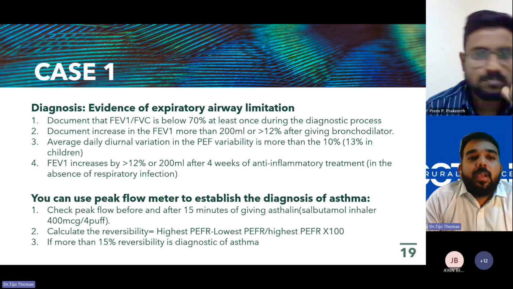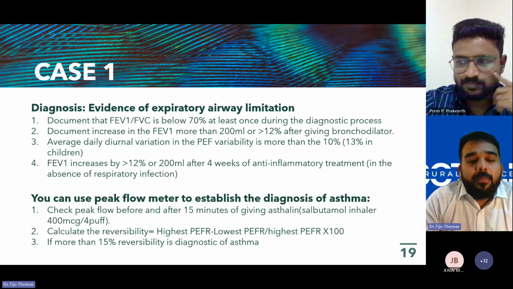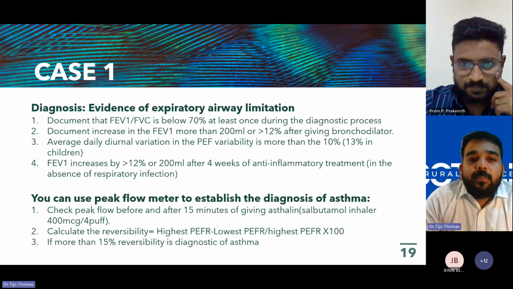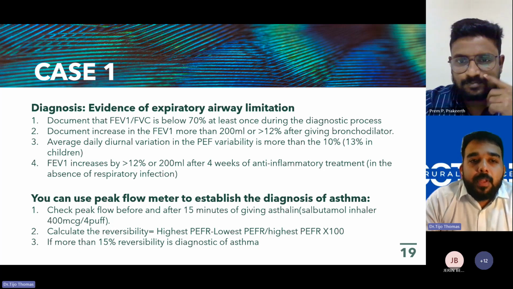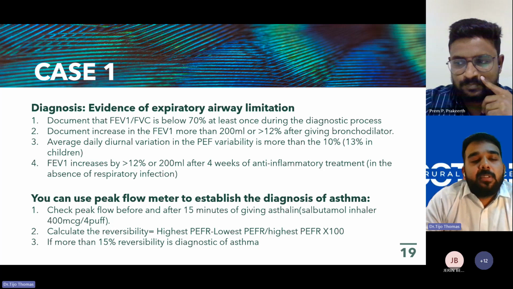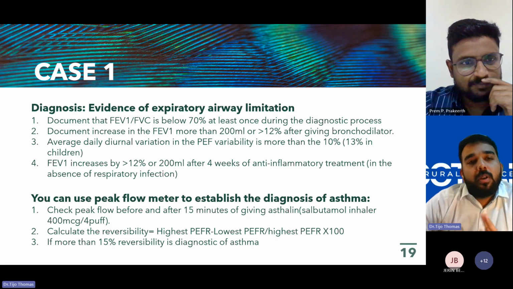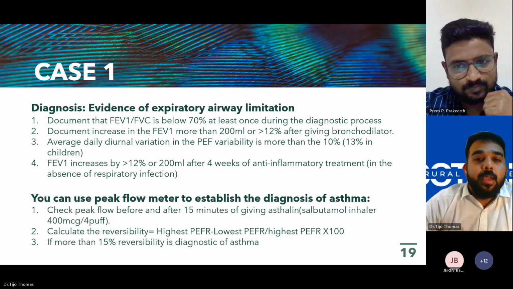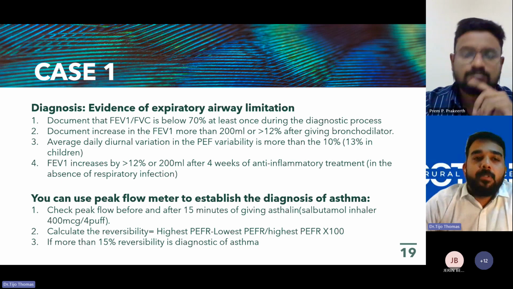So we can check the peak expiratory flow before giving a shot of salbutamol, 400 micrograms, and after the administration of the bronchodilators, we can check the peak expiratory flow again. The highest PEFR minus lowest PEFR divided by highest PEFR into 100 will give the percentage. And if the reversibility is more than 15%, it's diagnostic of asthma. Less than 15% reversibility is seen in COPD, whereas in asthma, you will see more than 15% reversibility after administering the bronchodilators.